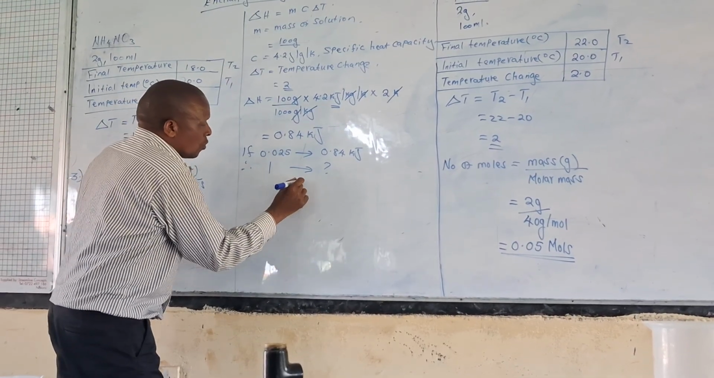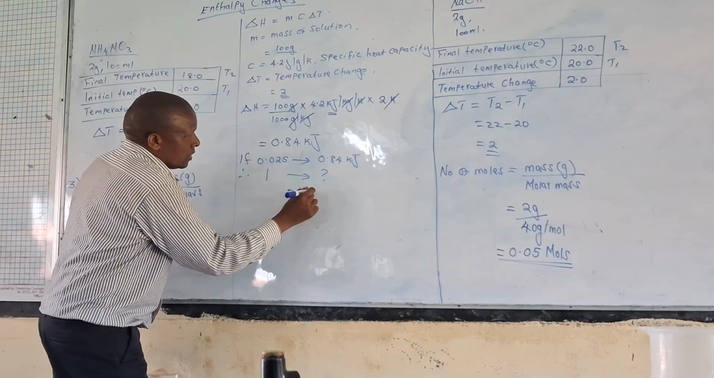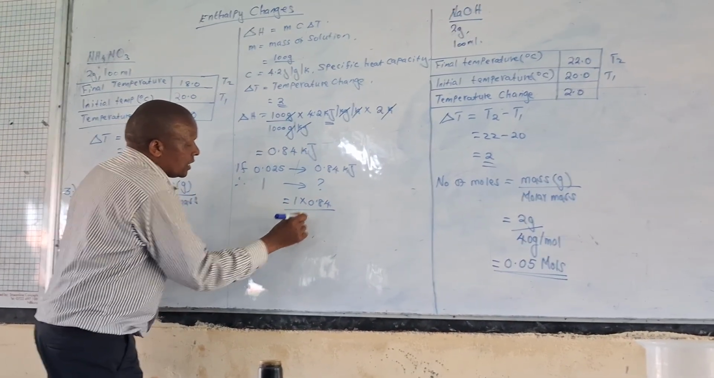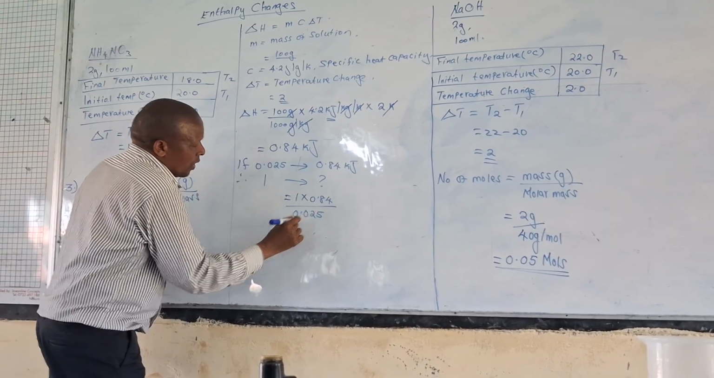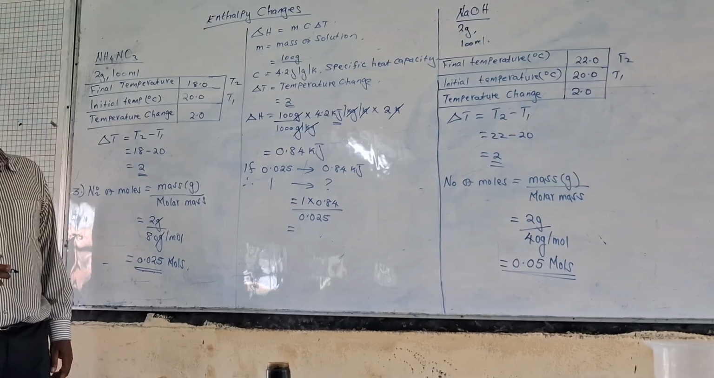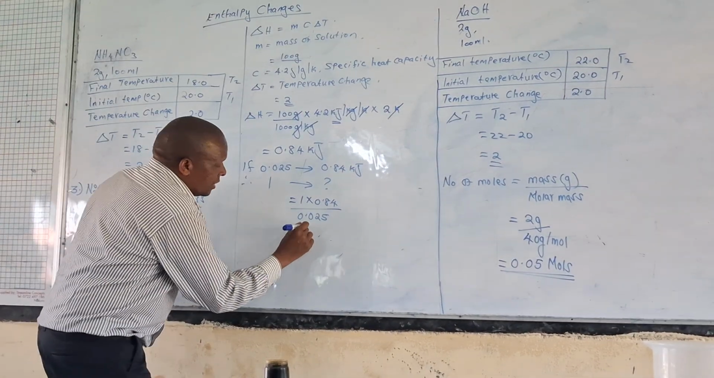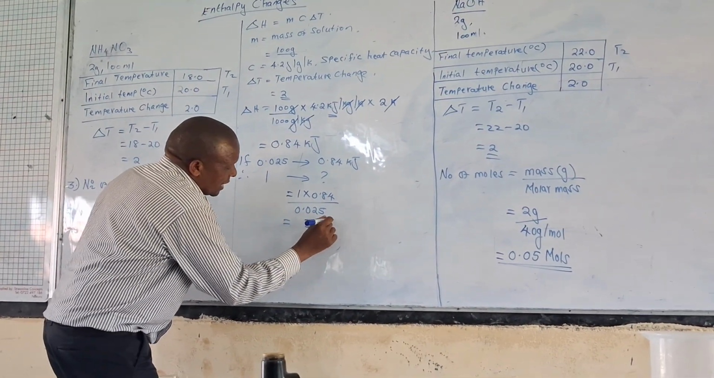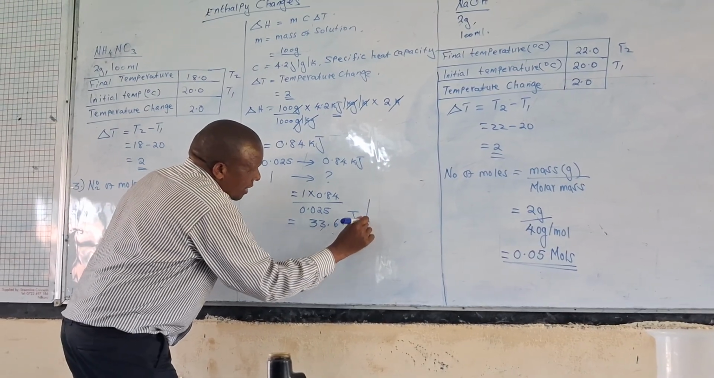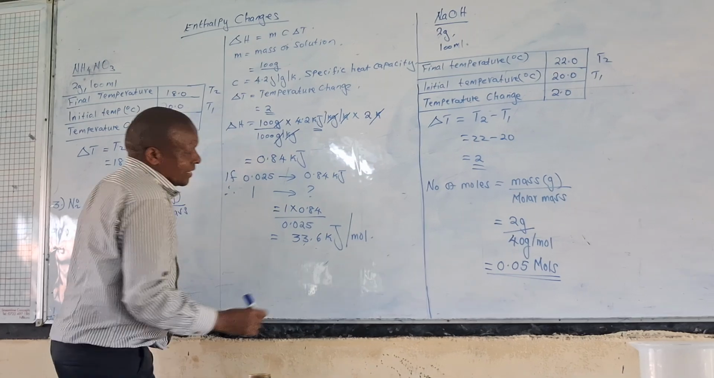So it will be 1 times 0.84 divided by 0.025. What do you get? Yes? 33.6 kilojoules per mole. Are we together?